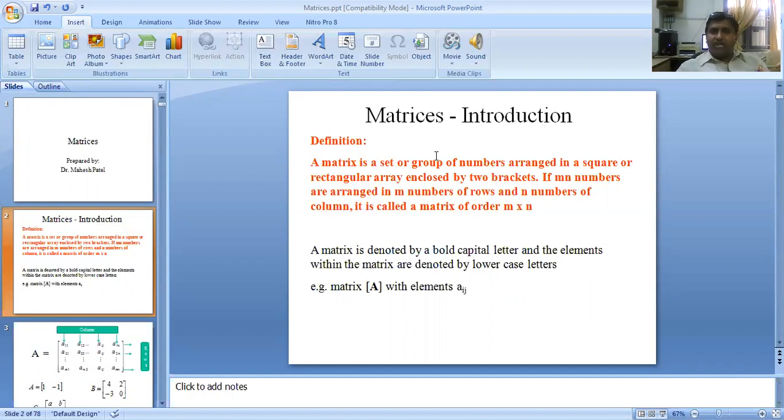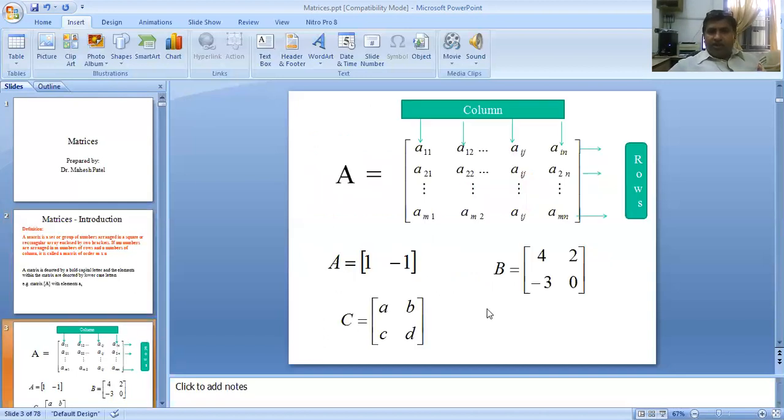Generally, matrices are denoted by capital English alphabets, that is A, B, C. These are the notations used to represent a matrix. So if we see the matrix A given to you, in which we have arranged mn numbers, you can look at the entries: A11, A12 up to Aij, Ain.